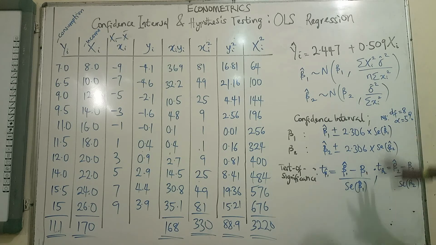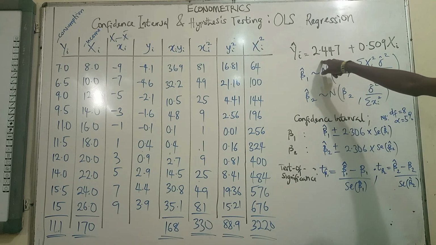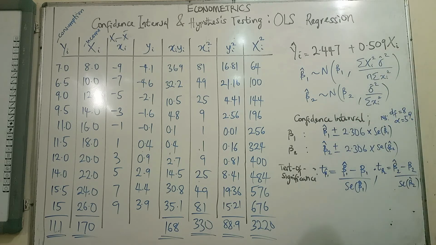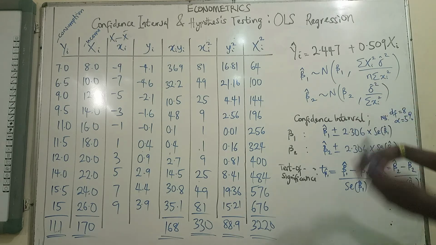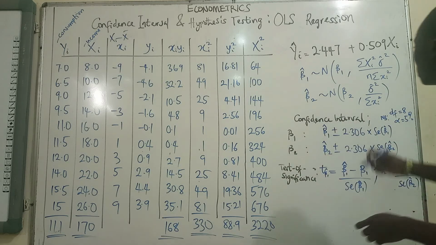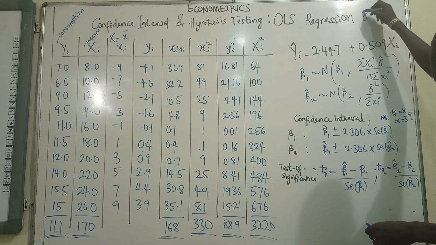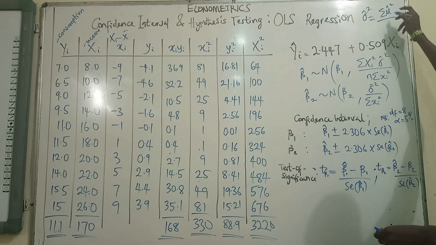So the only thing left for us to be able to compute this, we already know the estimated values: 2.447 for beta 1 and 0.509 for beta 2. So the only thing left for us to compute the standard errors and then do the test is this value, sigma squared, the variance of the population. And actually we usually don't know the variance of the population, so we make use of the dependent variable. We try to estimate it as the residual sum of squares divided by the degree of freedom.